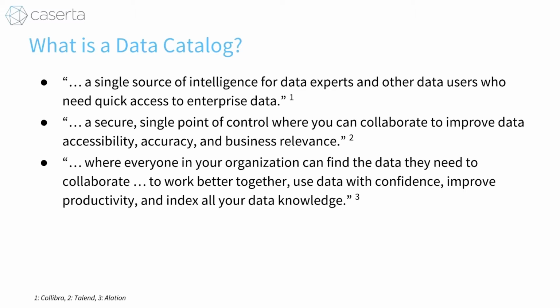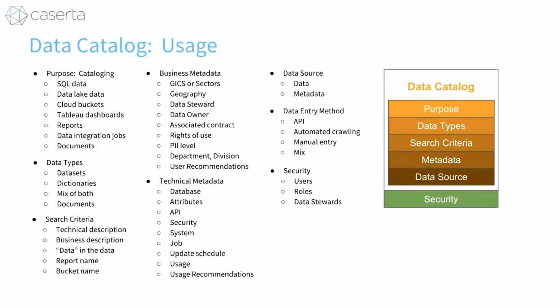The software provides a single source of intelligence for enterprise data, a single access control for collaboration, where everybody in your organization can find the data they want to work with. And these quotes are actually from Caserta, Talend, and Alation. But while you look at a catalog as a generic entity, for your organization it can be something fairly specific. And that's really how your organization would use that catalog.